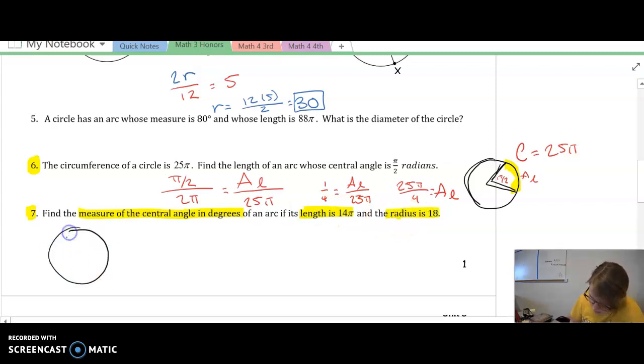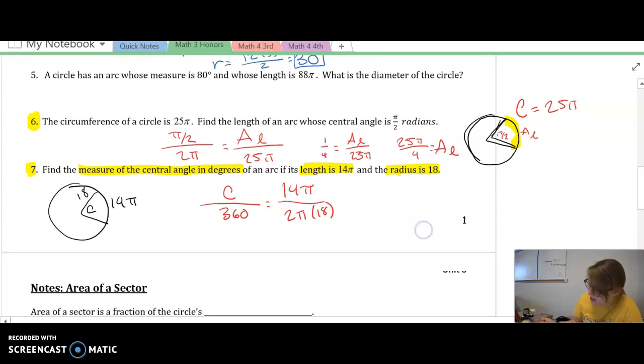I'm going to draw a picture right here of what's going on. We have our length of the arc is 14 pi, and we know our radius is 18. And our job is to find the central angle. So let's set this up. We know it's going to be in degrees, so that automatically tells me I have to put it over 360. So I'm going to have my central angle over 360 equals the length of my arc, which was 14 pi, over 2 pi r, which is 2 times pi times r, which was 18. And then from here, I just solve.